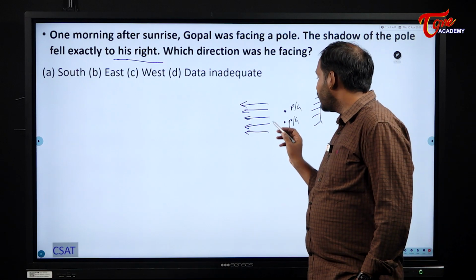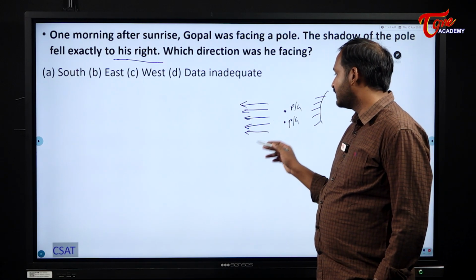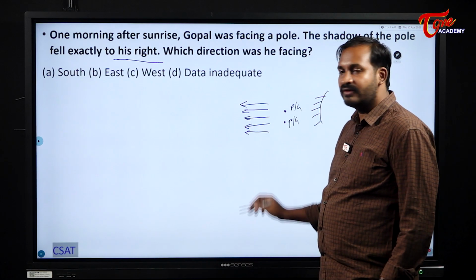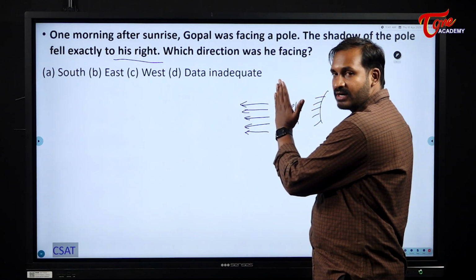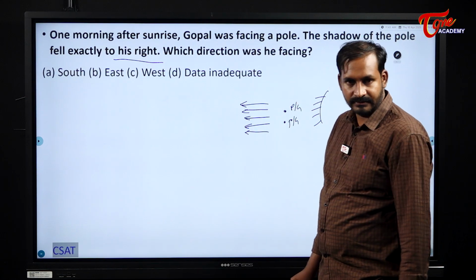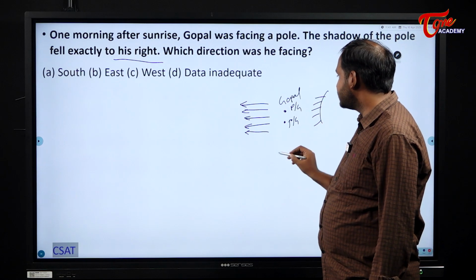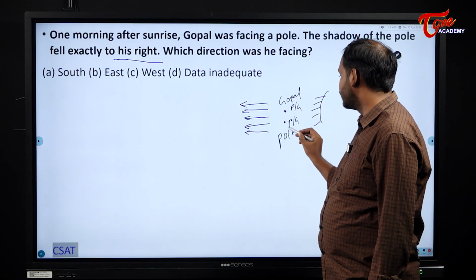Now tell me where I should place Gopal such that this direction is right of Gopal. If I place Gopal here, this direction will become what? Because he is facing upward, right? This will become left to him. That means Gopal will obviously be placed here. If Gopal is here, where will my pole be? My pole will be here.